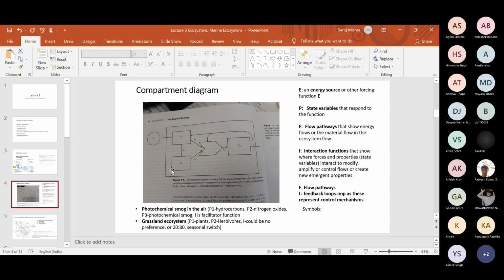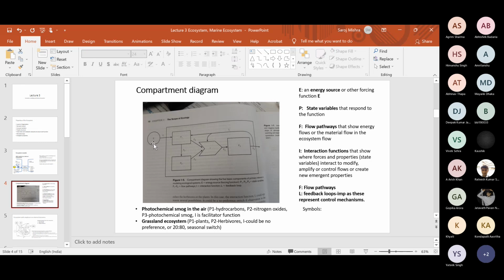Okay, so what you see here, the closed boundary, is that of photochemical smog. E is the energy, which is in this case the solar energy. F are the flow pathways. So the arrow which you see here, for example, says F1 on the top. All of these are explained here.